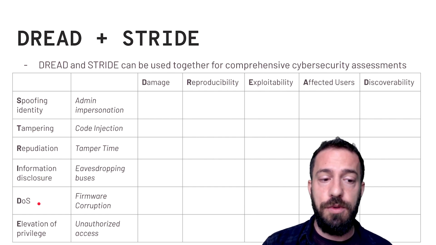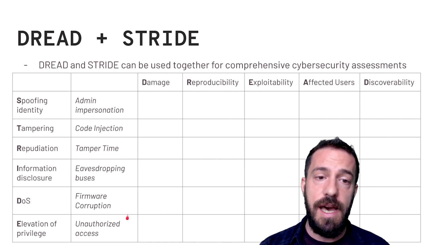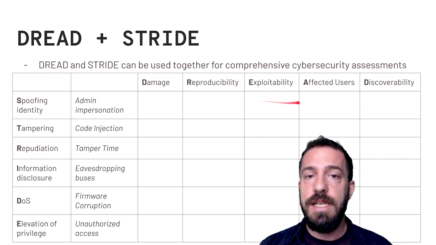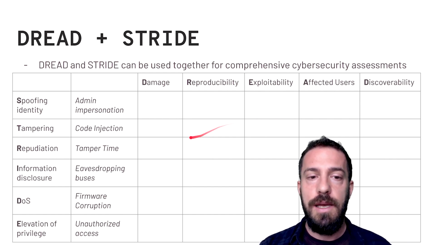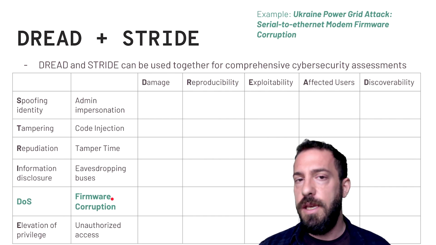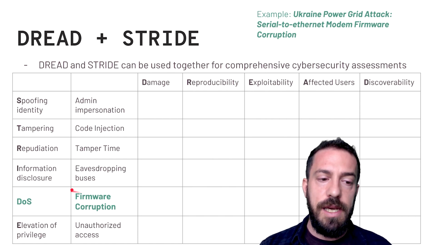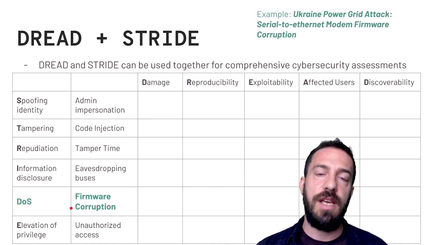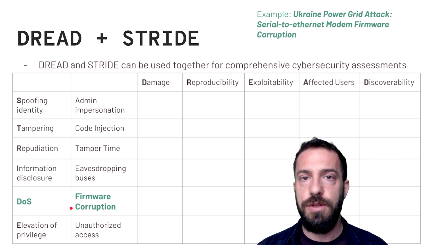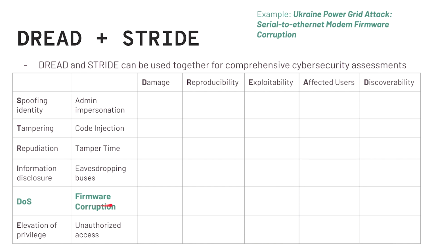Here you start with STRIDE and you go by effect. So I put some possible threats here, and I classify them by the different effects they had. And then for each one of them, you can assign a different number, low, medium, high, to the DREAD assessment. As an example, in the Ukraine power attack, the serial to Ethernet modem firmware corruption is a DOS attack, since the operators did not have access to the substation to be able to defend against the attack. It's a denial of service, and we can start filling in the table.